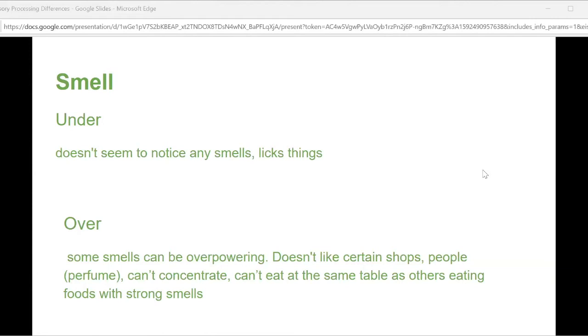And some children find it really difficult to eat at the same table as others if they're eating different foods to them that have strong smells. And you sometimes see this quite a lot in schools, where some children with autism really find it difficult to be in that lunch hall with all those different smells all over the place.